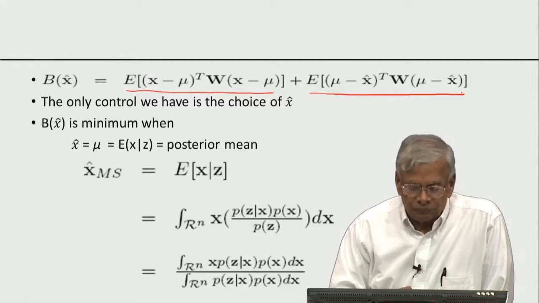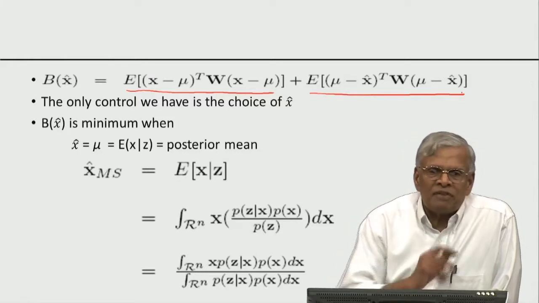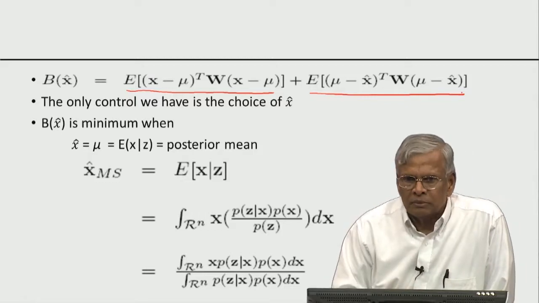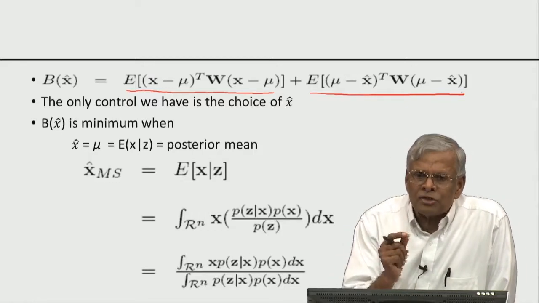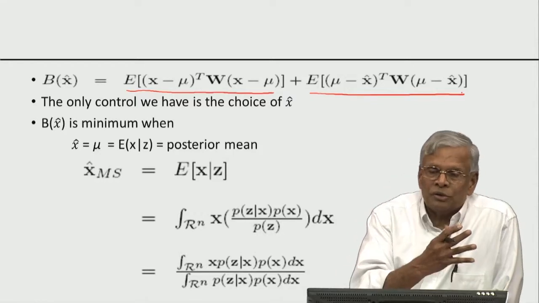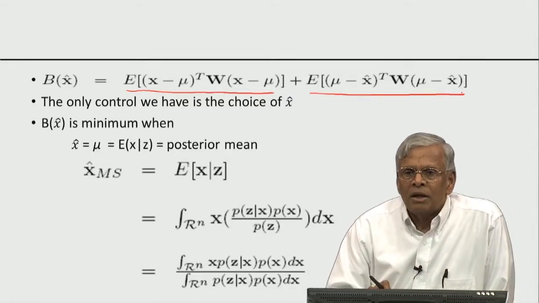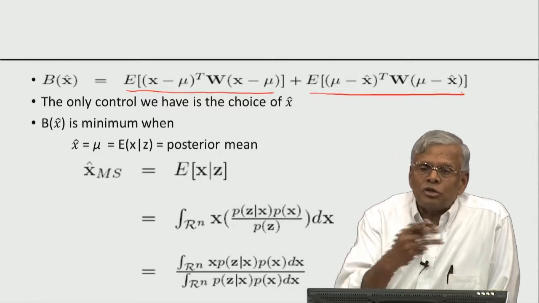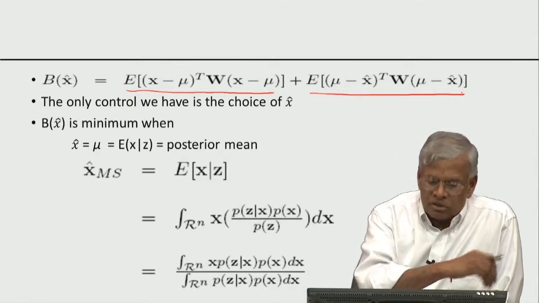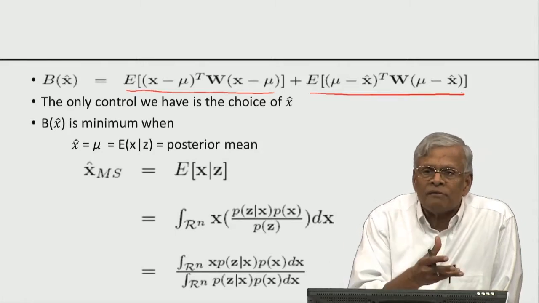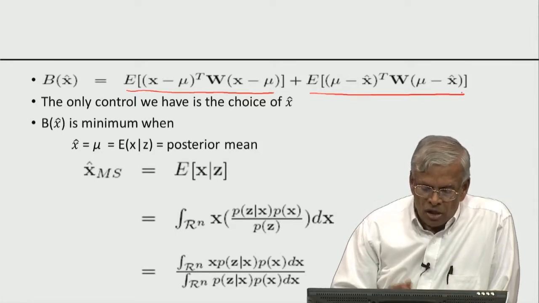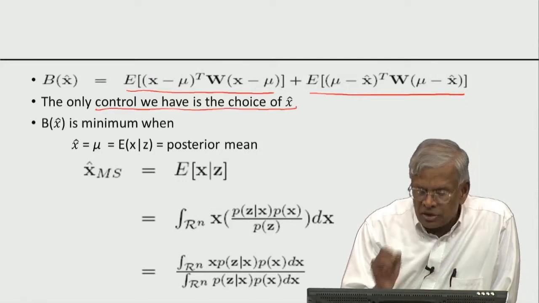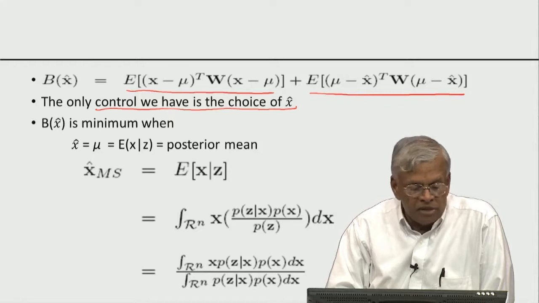Now please understand, I would like to be able to minimize b of x hat. To be able to minimize means I should have a free variable. The only free variable I have: z is given to you, x is unknown to you. So what is the only choice you have? Your only choice is the estimator phi. So once you choose an estimator, I get an estimate. So the only control you have is to change the estimate. So the control is the choice of x hat.